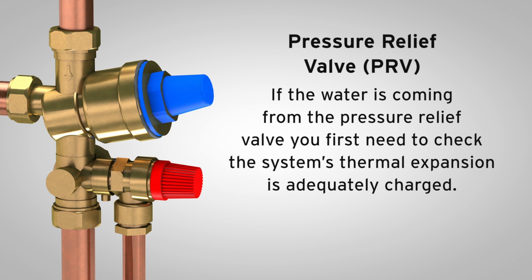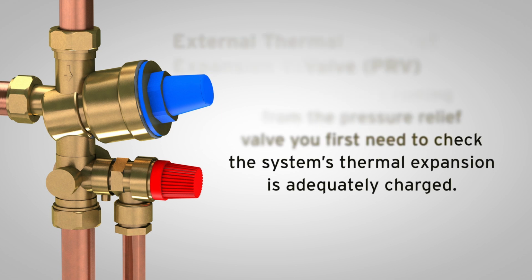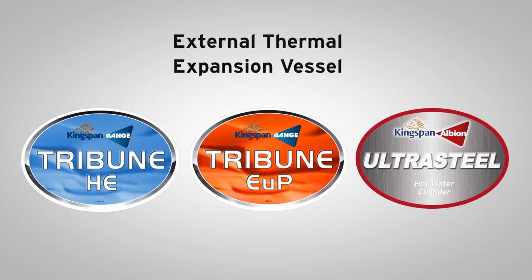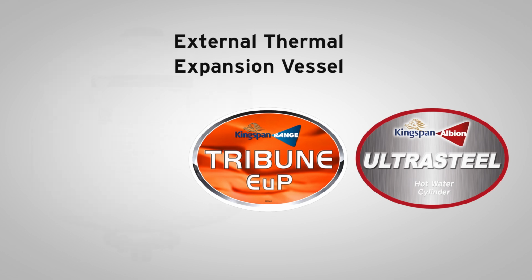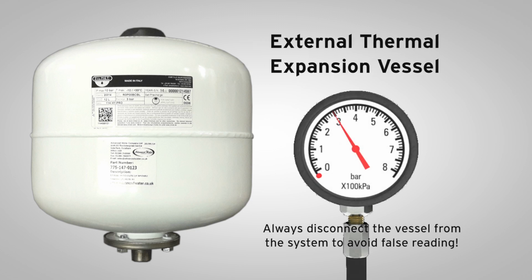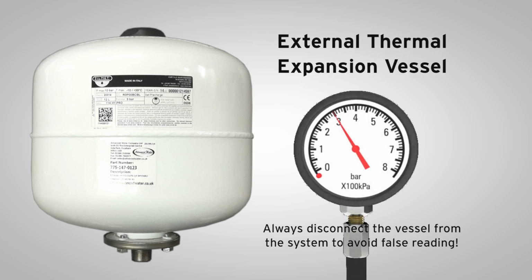adequately charged. For cylinders using an external expansion vessel, like our Tribune HE or EUP, or our Ultrasteel, this means disconnecting the expansion vessel from the system and testing the air pressure using a pressure gauge. If the pressure is below 3 bar, the vessel needs recharging. Note, if the vessel fails to hold the charge, it will need replacing.